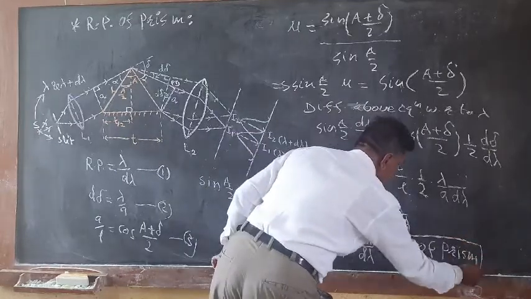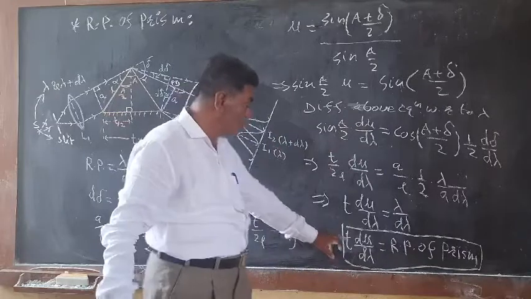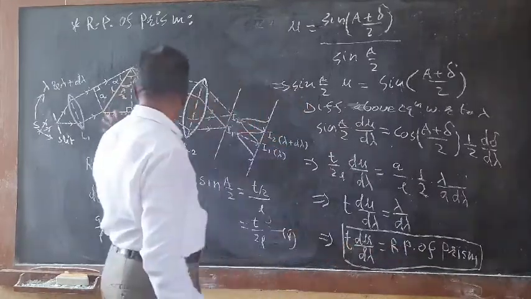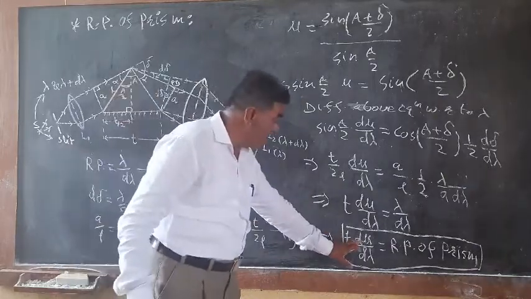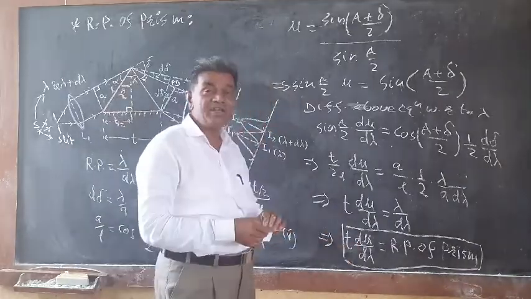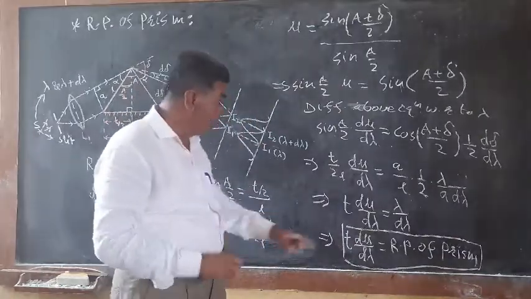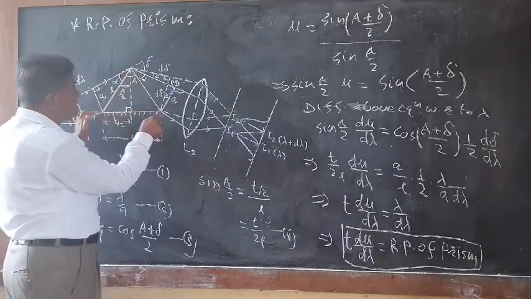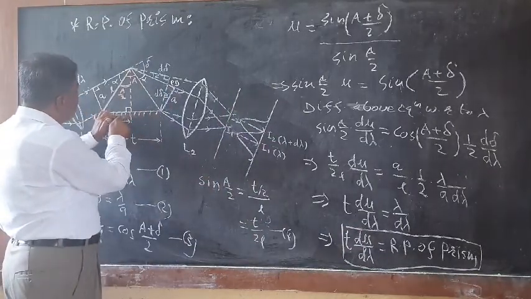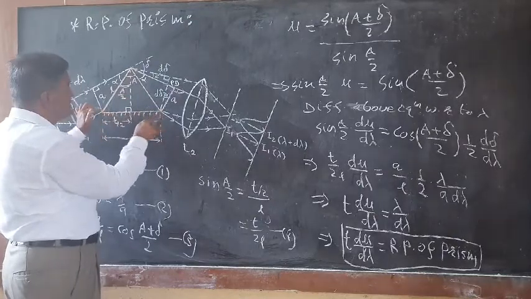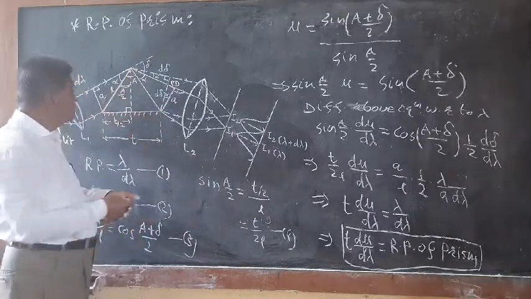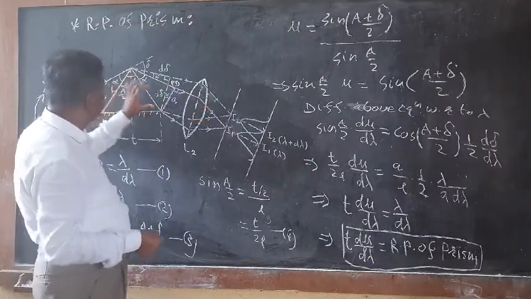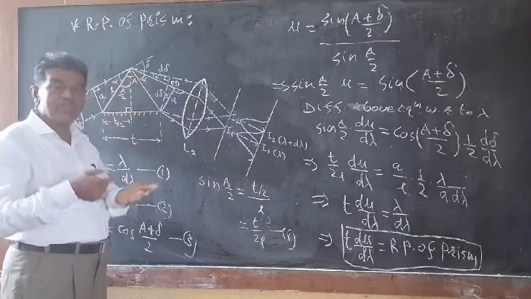So it is seen that the RP of the prism depends on the length of the base of the prism, that is t, and another term, d mu by d lambda. The term d mu by d lambda is called the dispersion produced by the prism. So if t, the length of the base of the prism, increases, the resolving power increases.